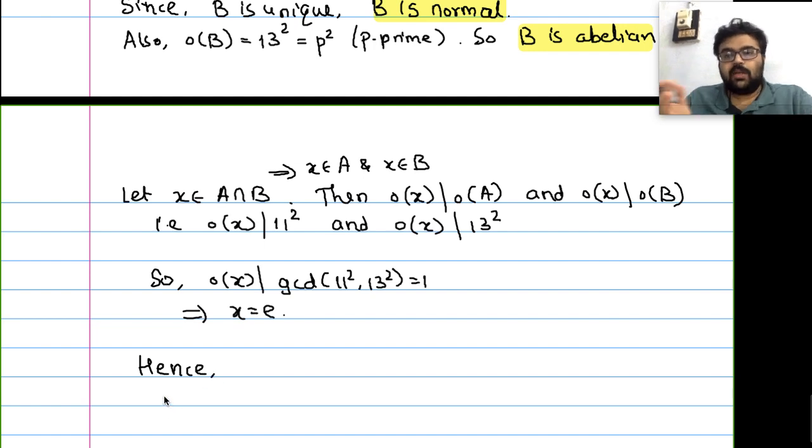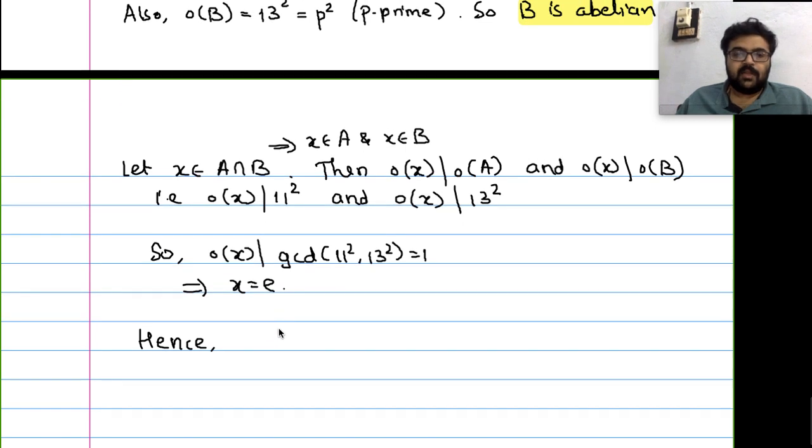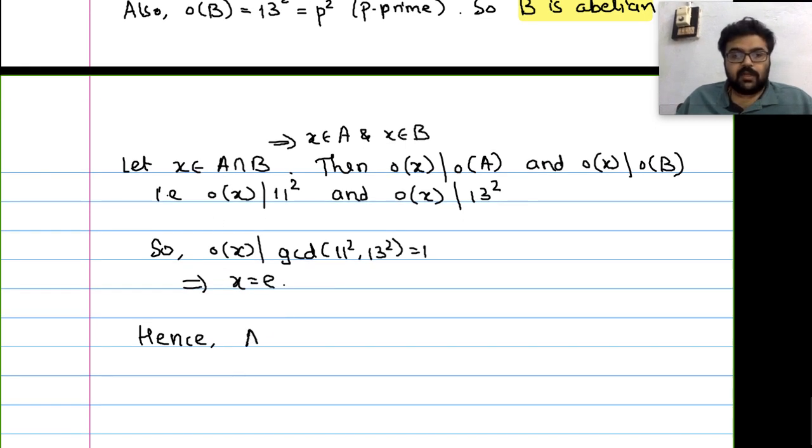When two subgroups have orders which are relatively prime, for example a group of order 4 and a group of order 9, they do not have any element in common. In a group of order 4, the elements have orders dividing 4, that means 1, 2 or 4. In a group of order 9, the orders divide 9, that means 1, 3 and 9. So they do not have any element in common. Similarly for orders 15 and 14, the GCD is 1. So if the GCD is 1, then x is identity, hence A intersection B is the identity.